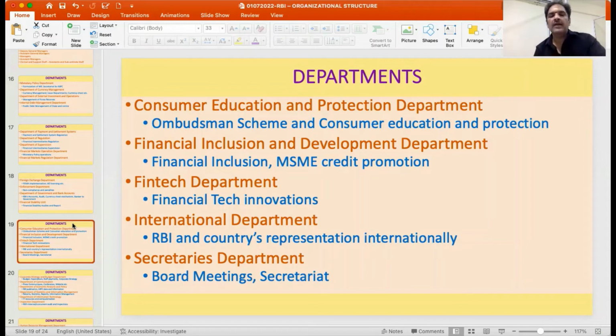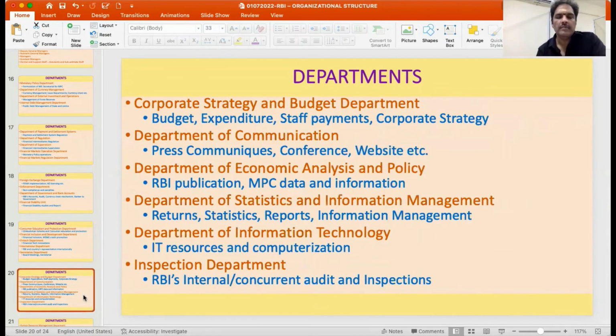Then we have an international department where RBI is a representative of several international bodies like ADB, BIS, BCBS, etc. So in all these, representing RBI, interacting with the officials there, and coming out with an official stance, etc., is the function of the international department. Then conducting the board meetings and facilitating the boards and the committees of the board is the responsibility of the Secretary's Department.